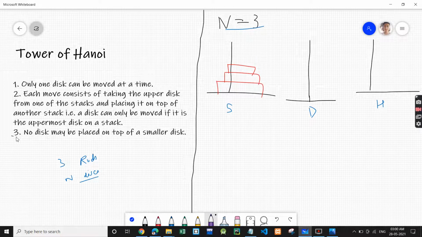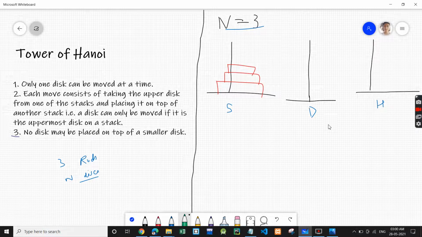And the third condition is that no disk may be placed on the top of a smaller disk. So if we have a smaller disk, we cannot place a bigger disk on top of it. This is invalid. So these are the three conditions which we need to take care of. Now just pause the video and think: are you able to find a way in which we can move all these disks from source to destination with the help of the helper?